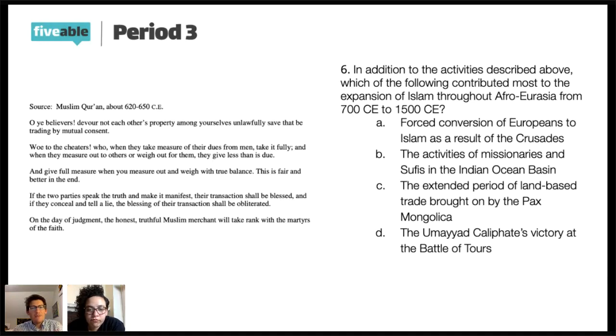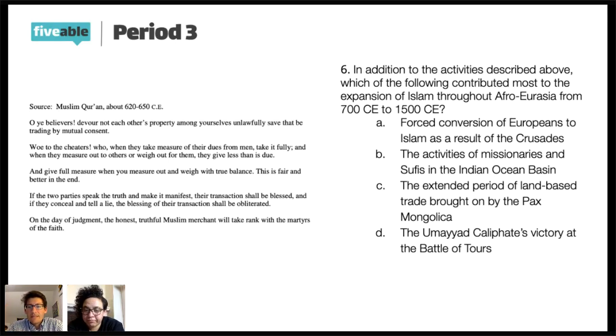C, I didn't see many people putting C because it talks about the Pax Mongolica, which doesn't come around until the 1200s. And then D, the Umayyad Caliphate's victory at the Battle of Tours. Well, they don't win the Battle of Tours. Actually, that's why Islam is stopped and does not continue to basically conquer Europe. One of the great what ifs of history. What would have happened if the Umayyads had won that battle over the Franks? So the best answer here is B.